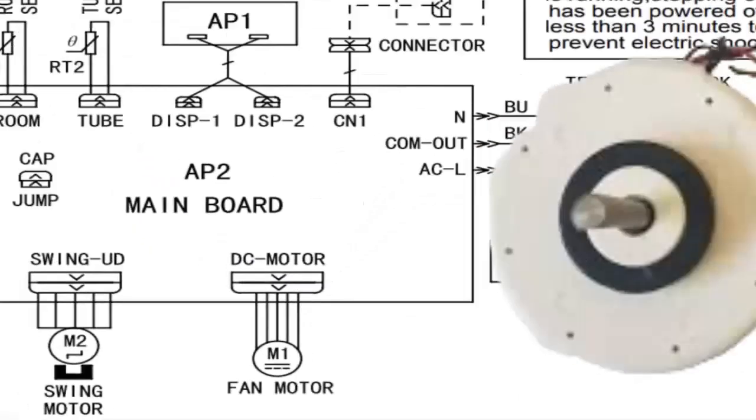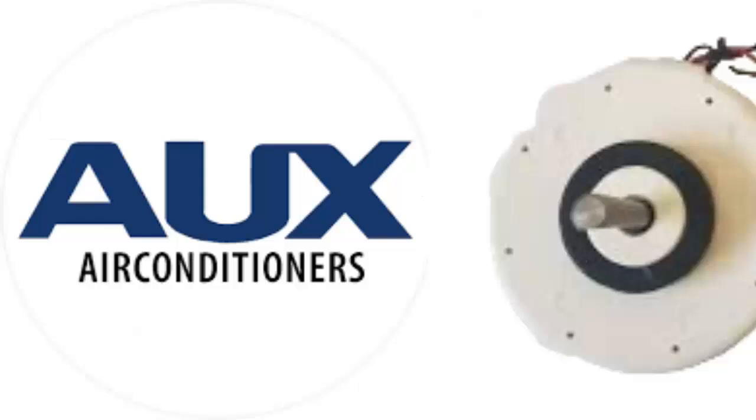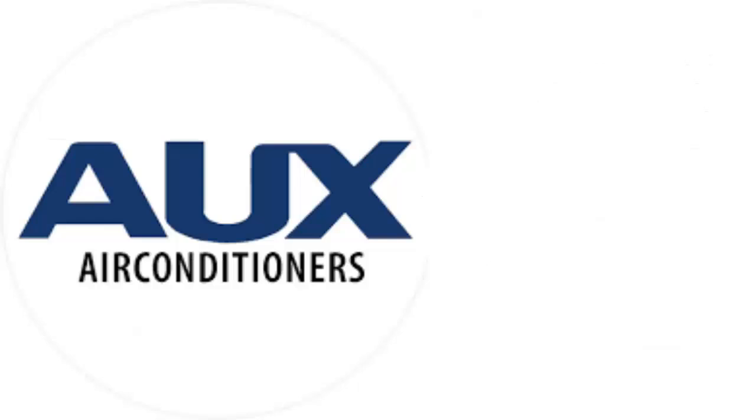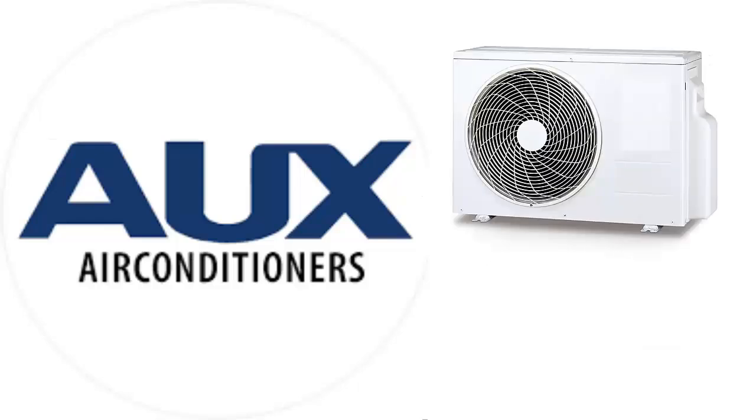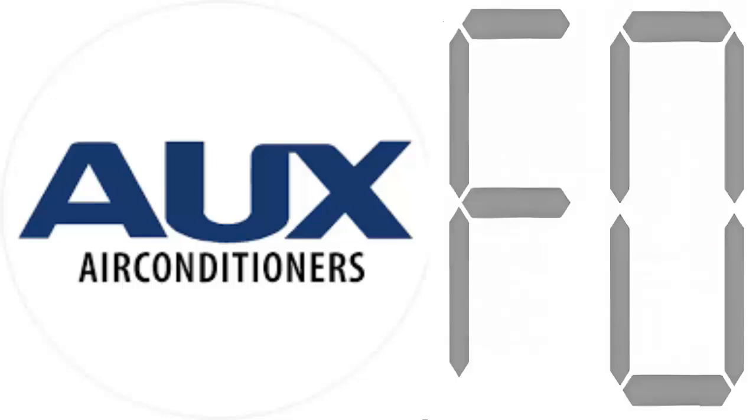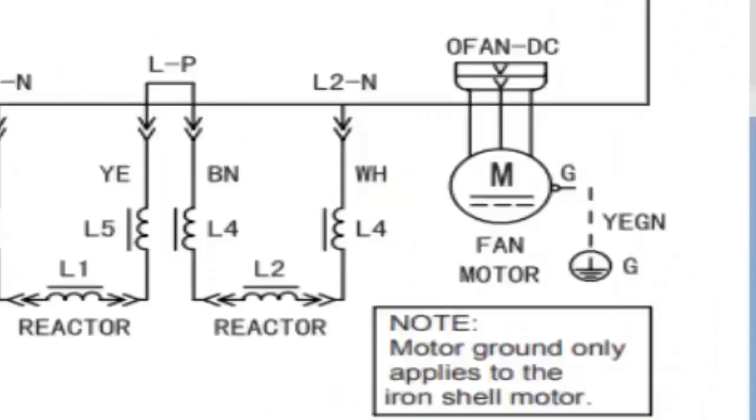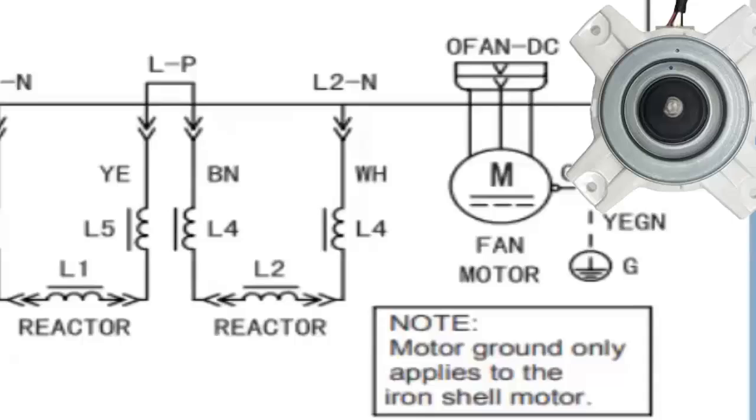However, when the problem is with the outdoor unit fan, and it is a BLDC type, error code F0 is triggered. This type of fan is powered directly from the external electronic module via 3 cables.